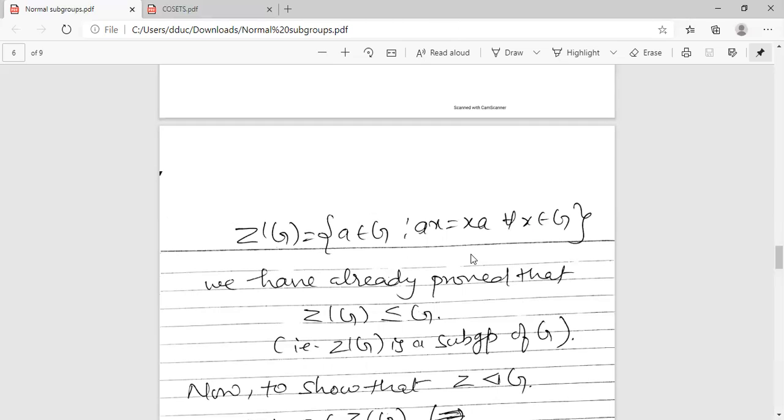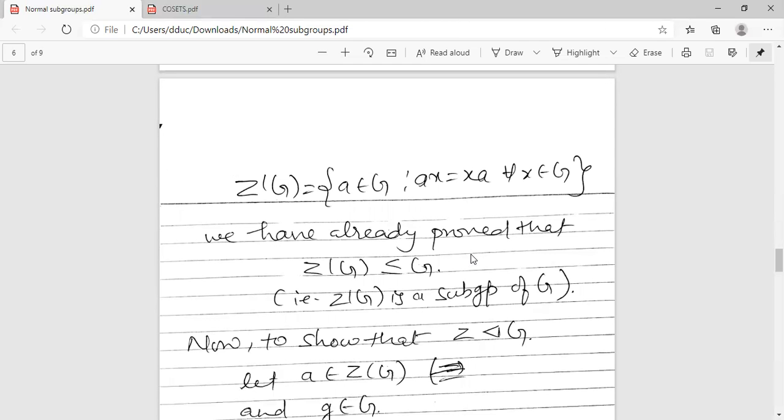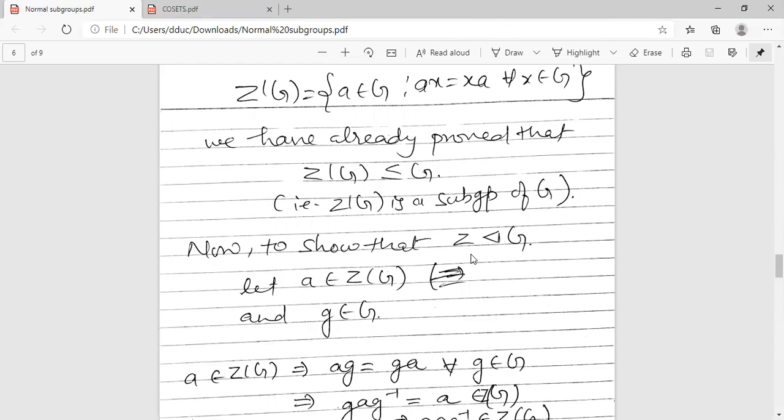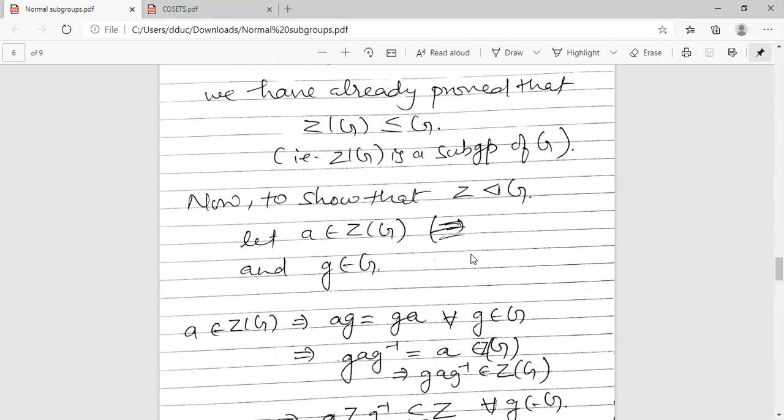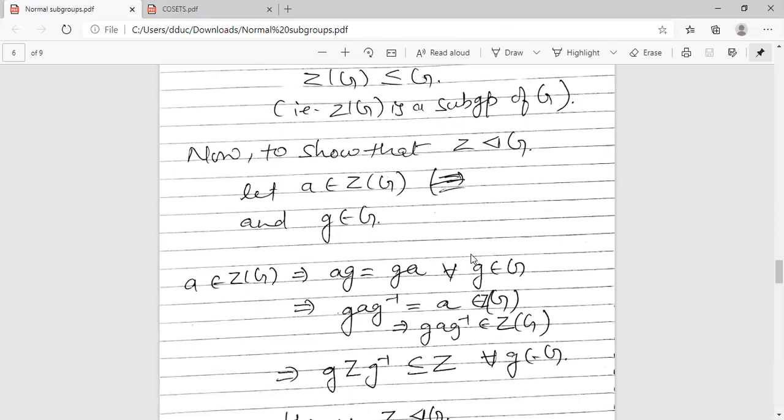Now in this example, we are saying that the center of a group is a normal subgroup. We have already seen that the center of a group is a subgroup of the group. Now we are just going to prove that the center of a group is a normal subgroup. So Z(G) is a subgroup of G. That proof you can see in the previous videos when we were talking about subgroups. There I have given the proof that Z(G) is a subgroup of G. Now we are showing that Z(G) is a normal subgroup of G.